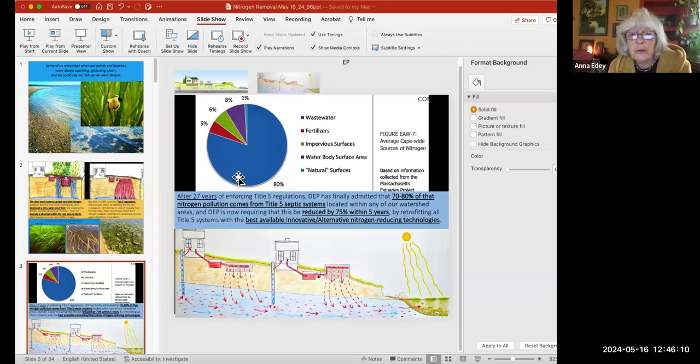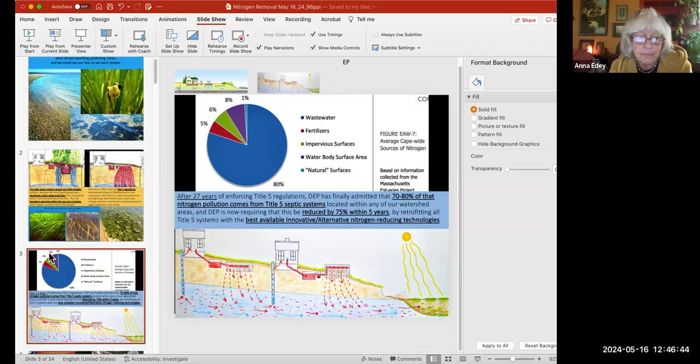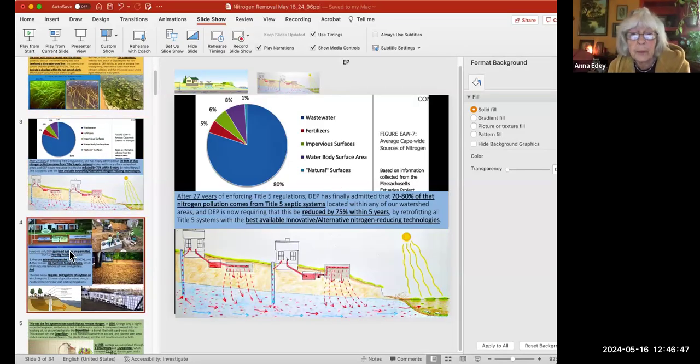After 27 years of enforcing the Title V regulations, DEP has finally admitted that 70 to 80% of that nitrogen pollution comes from Title V septic systems located within any of our watershed areas. And the DEP is now requiring that this be reduced by 75% within 5 years by retrofitting all Title V septic systems with the best available innovative alternative nitrogen reducing technologies. Okay, so far so good.